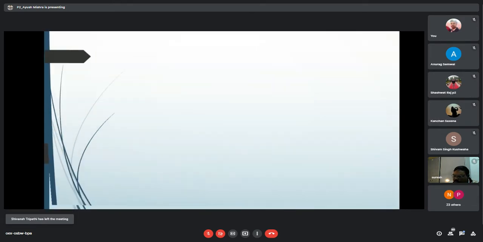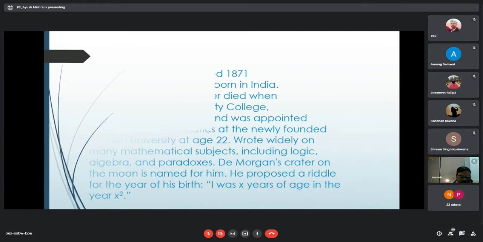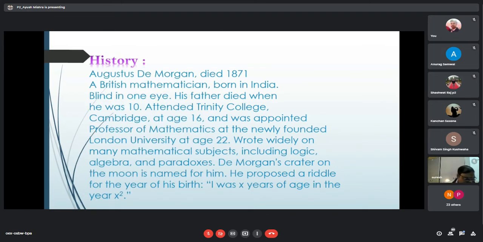So, starting right off the bat with the history of Augustus De Morgan, the mathematician who gave us this theorem. Augustus De Morgan, who died in 1871, was a British mathematician born in India. Yeah, you heard it right, he was born in India and blind in one eye. His father died when he was 10. He attended Trinity College, Cambridge at age 16, and was appointed professor of mathematics at the newly founded London University at age 22.